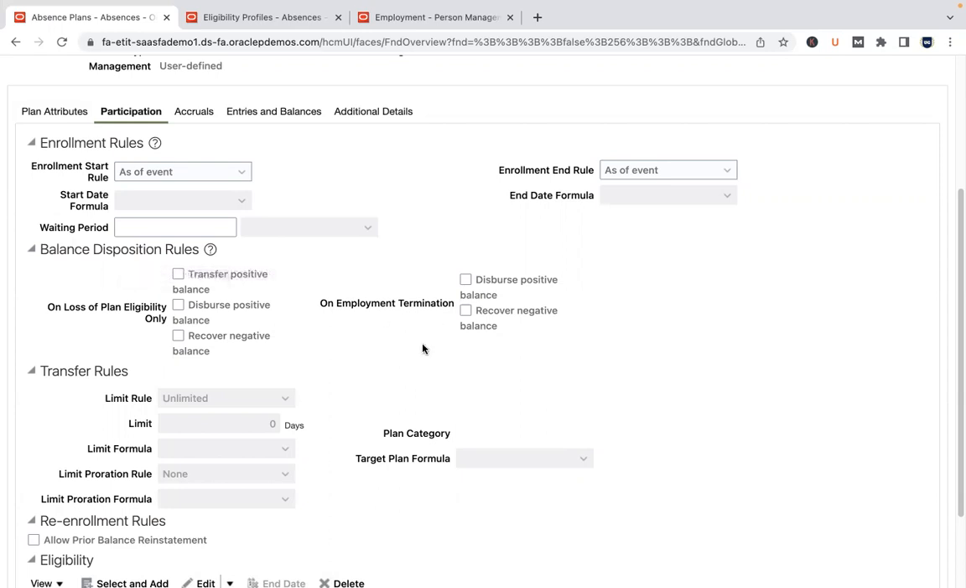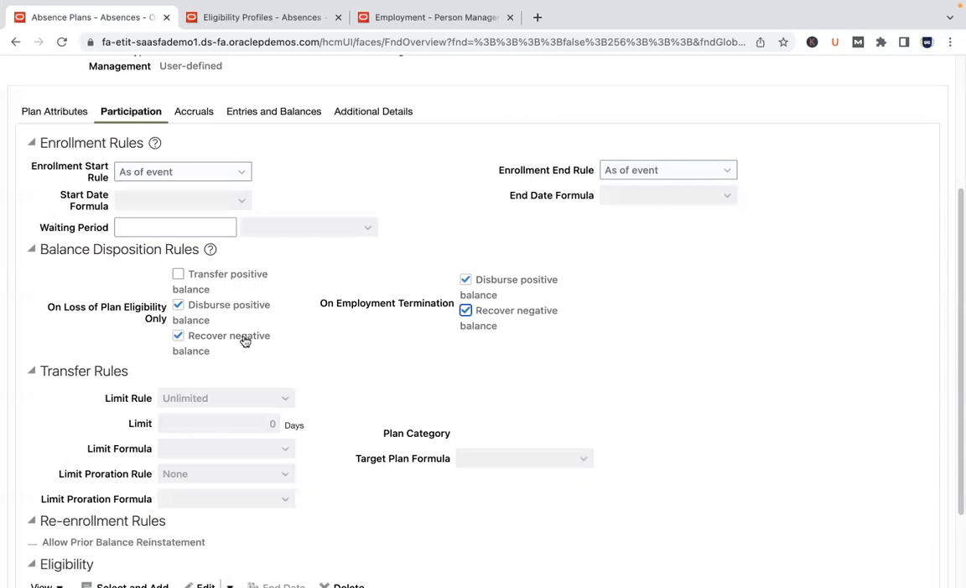And remember, when you are terminating an employee or on loss of eligibility, if you say disperse positive balance or recover negative balance, that means you are flushing off the leave account. In which case, what would happen? There is no concept of re-enrollment. Re-enrollment in the sense of when the employee joins you back, or when the employee becomes eligible for the plan again. Maybe I was moved to a part-time assignment in June.